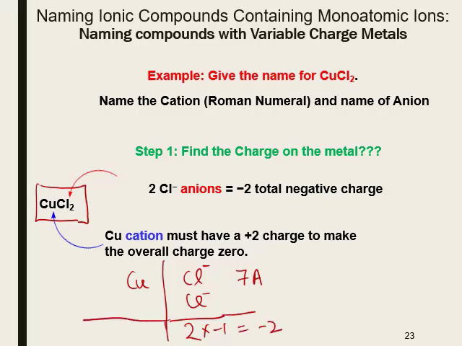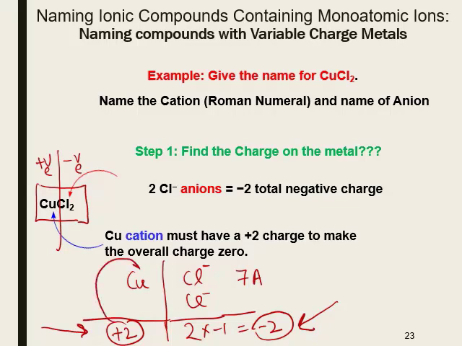We also know that in a stable ionic compound, the total positive charge must equal the total negative charge, so they cancel each other out. Because we know that the total negative is -2, the positive must be +2. Therefore, we can say that copper has a +2 charge.